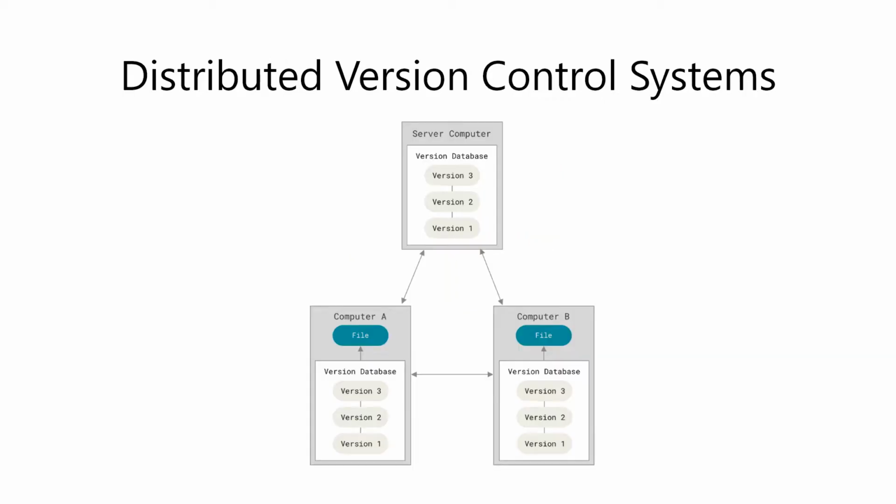To address the single point of failure problem, distributed version control systems were introduced. In a distributed version control system, the clients fully mirror the code repository, including its full history. Thus, if any server dies and these systems were collaborating via that server, any of the client repositories can be copied back up to the server to restore it. In these systems, every clone is really a full backup of all the data, along with its history.